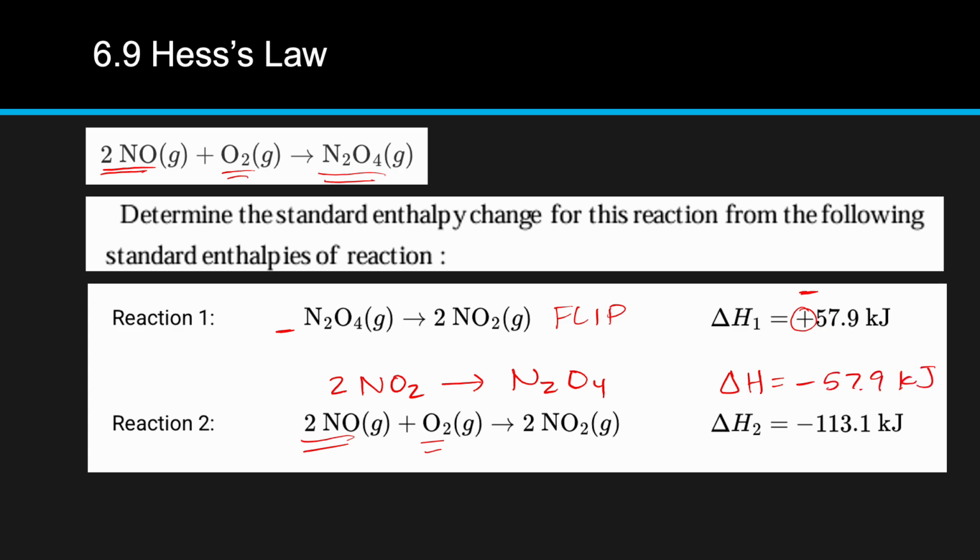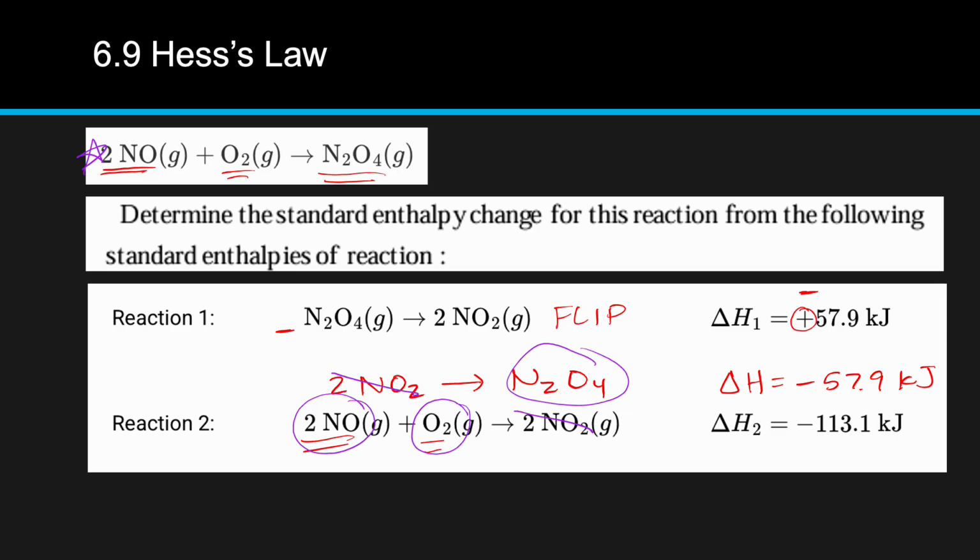So now just making sure that everything cancels out. I have 2 NOs. Those are remaining. I have an O2 that is remaining, and I have N2O4 that is remaining. My 2 NO2s are going to be gone. So that is, in fact, my equation.